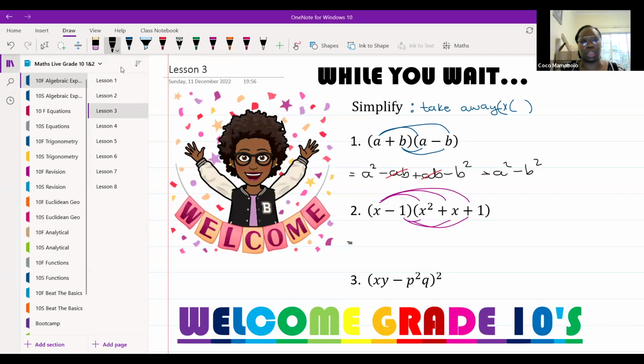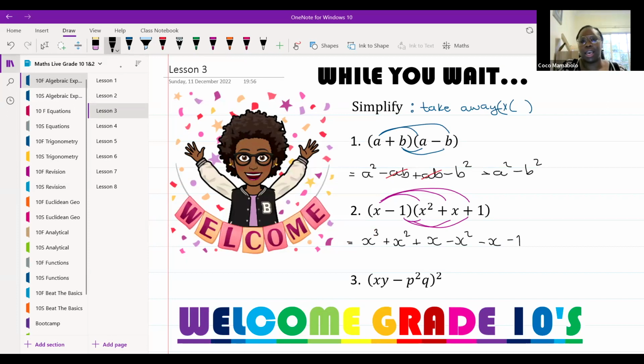X times x squared will give me x cubed. And then x times x will give us plus x squared. X times 1 will just give us x or 1x. It won't make a difference which is which. And then we can do the bottom. Negative 1 times x squared will give us negative x squared. Negative 1 times x, negative x. And then negative 1 times 1 will give us minus 1.